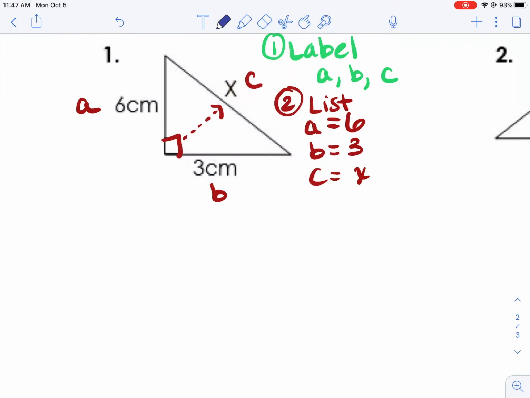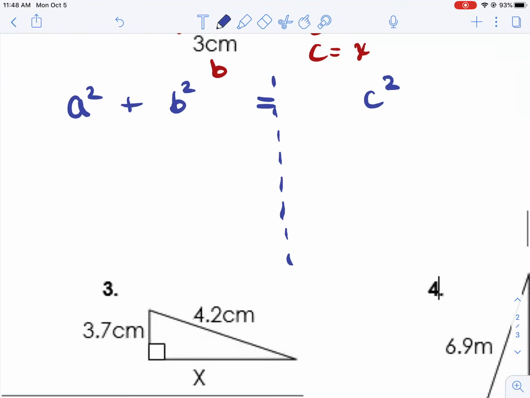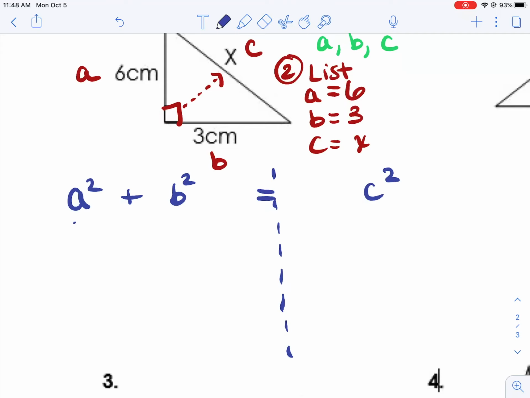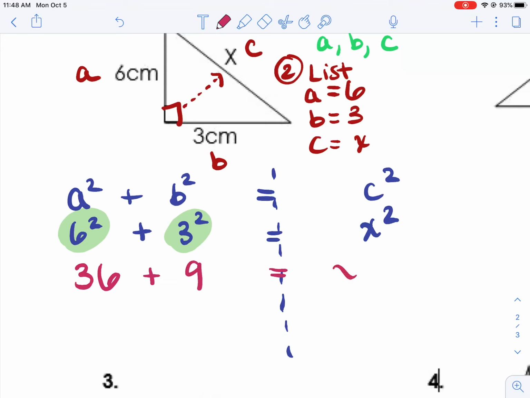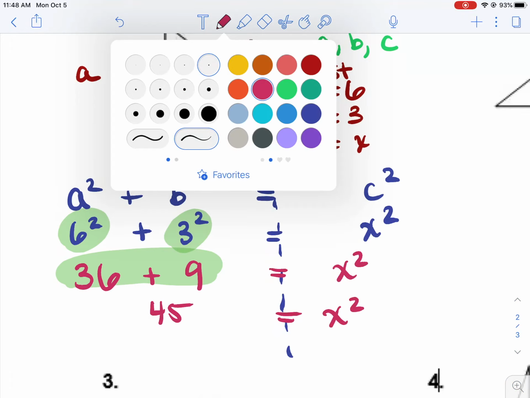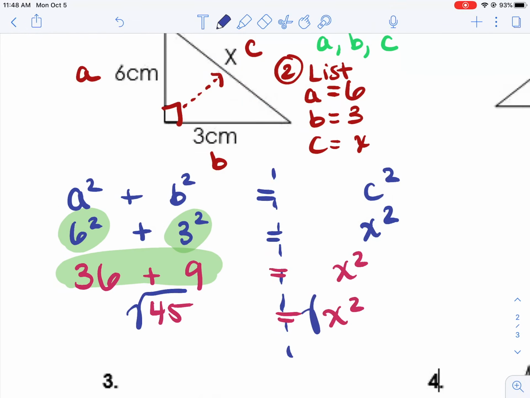So now let's substitute in a squared plus b squared equals c squared. So I'm going to just do my little dot here so I remember we're doing both sides. So for a, I'm going to put in 6 squared. For b, I'm going to put in 3 squared. And for c, I'm going to put in x squared. Now let's evaluate this. It means we're just going to simplify. So we have 36 and 9 equals x squared. I'm going to keep simplifying here on this side until I get 45 equals x squared. To get rid of x squared, we need to take the square root on both sides.